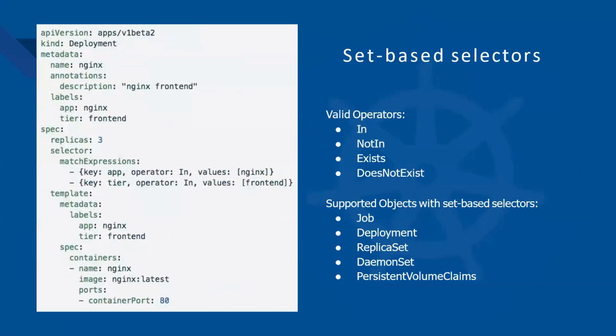Here they use In, NotIn, DoesNotExist. So via this deployment, annotations is Nginx, app, tier, replica, selector, matchExpressions, key, operator In, values Nginx, and matchExpressions with operator In, values frontend. How they are using it, I am not able to explain because I have to use it first, because I haven't used these operators, to be very honest.